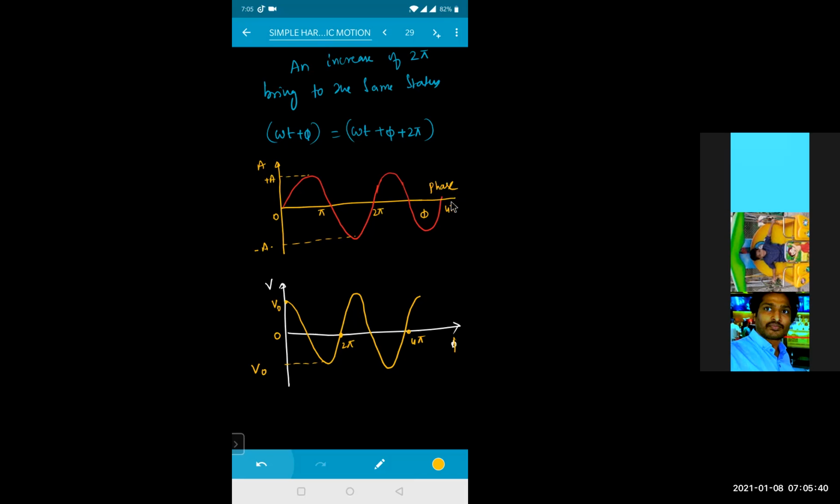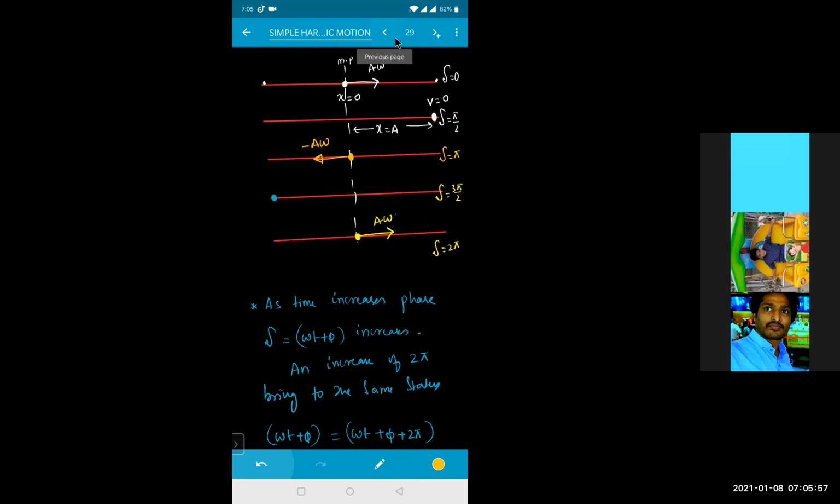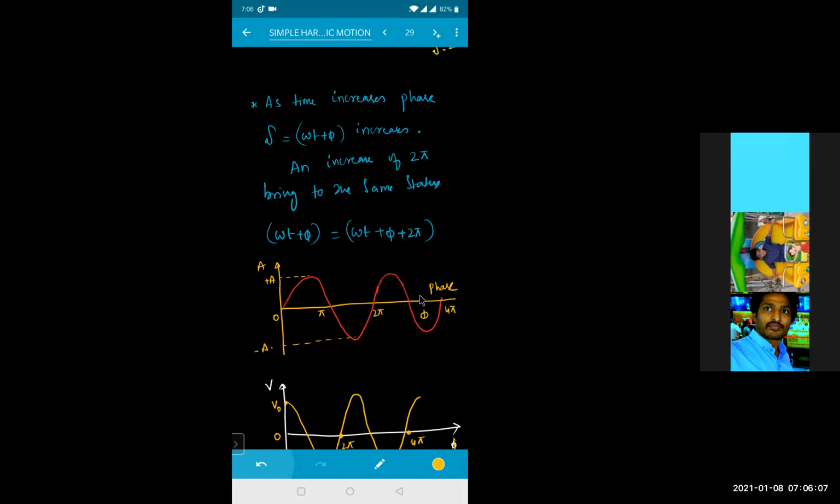That's why, sir, at phi we have got 0 velocity, right, sir? That is the reason. When phase angle is 0, velocity is maximum. When phase value is 0, sine value is also 0. That is x, isn't it? See here, at x equals 0, amplitude is also 0, and the velocity is positive. So that is the reason I have graphed it. When phase value is 0, amplitude is 0, but velocity will be your maximum. Okay?